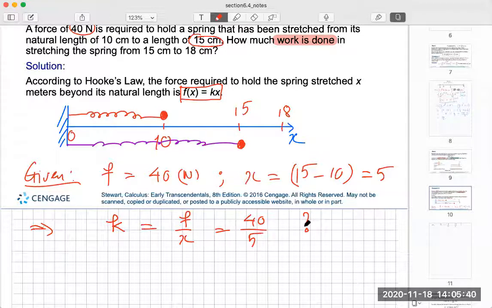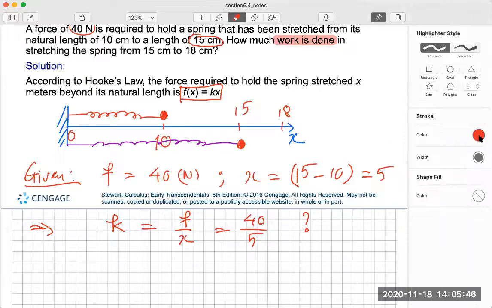Very good. We need to take into account the unit. This is in centimeters. So we need to change it to meters, right? And 5 centimeters will be, what is it in meters? 5 times 10 to the minus 2 meters, okay? Because 1 meter is 100 centimeters. Very good. So it will be 0.05. Very good.